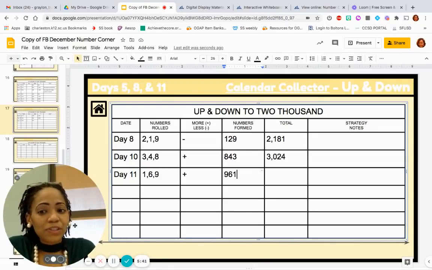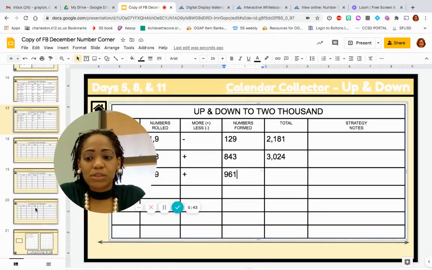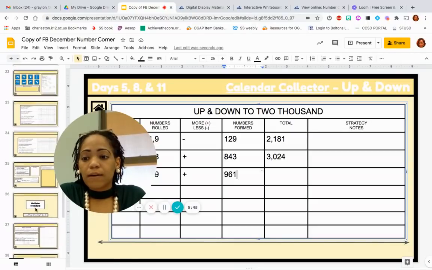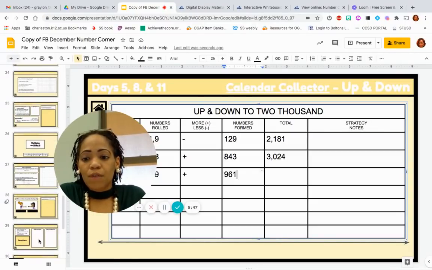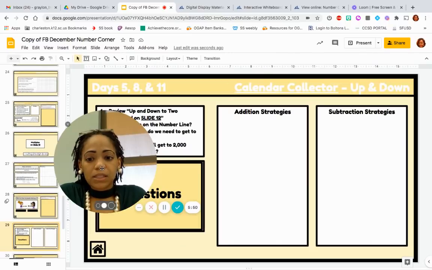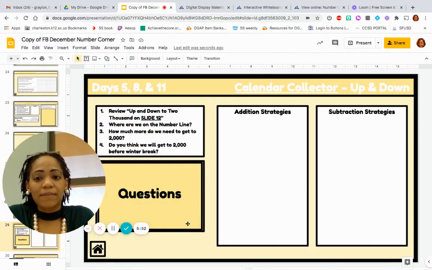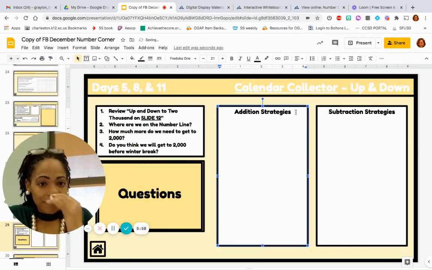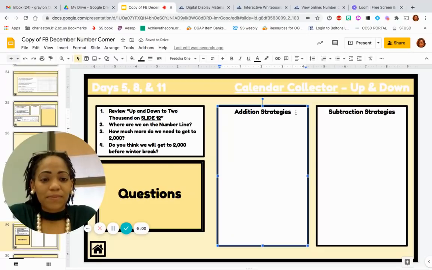There are a couple different strategies that we could use to solve this problem. Let's talk about some of the strategies that we have used already for addition. Somebody name a strategy. Great. Name another strategy.